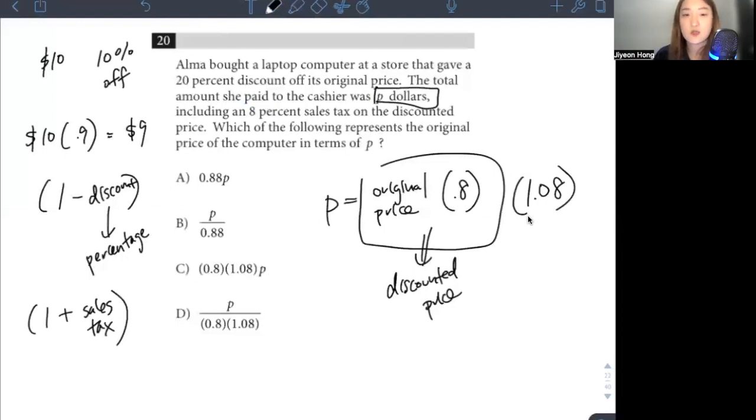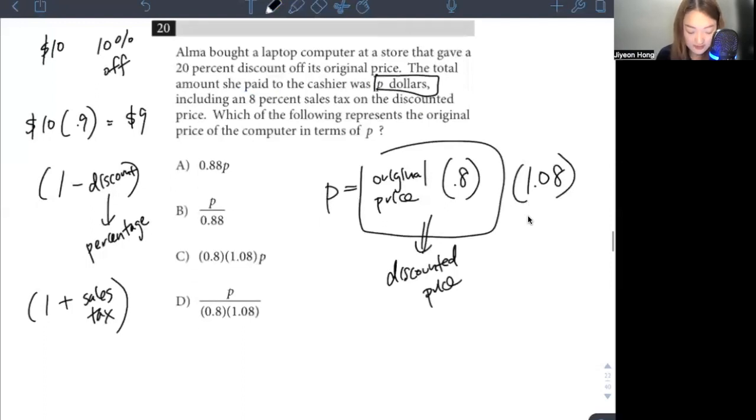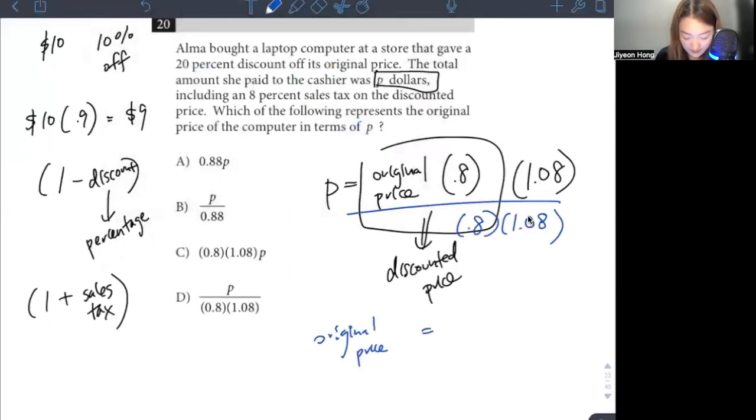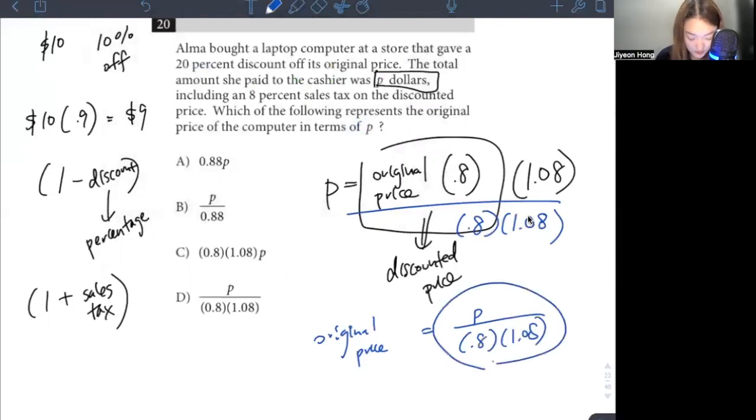So it's going to ask which of the following represents the original price of the computer in terms of P. So we have P, we have the original price. So we're going to act as if original price is a variable and solve for it. And to do that, all you have to do is divide by the 0.8 and the 1.08. So the original price is equal to P divided by 0.8 and 1.08, which is answer choice D.